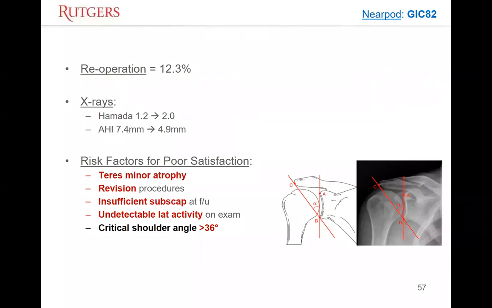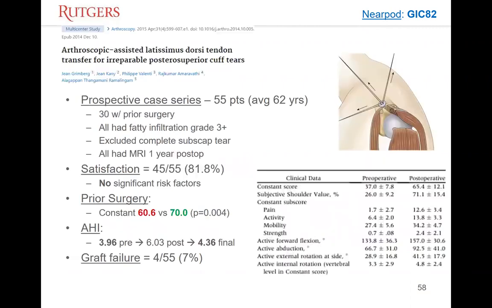Risk factors that they analyzed for poor satisfaction with the procedure included pre-op teres minor atrophy, being a revision procedure, having insufficient subscap at final follow-up, and undetectable lat activity on physical exam post-op, and also a critical shoulder angle greater than 36 degrees. While this design of the study was limited, it helped to elucidate exactly how much improvement can be expected from the lat transfer, and more importantly, who might do poorly with it.